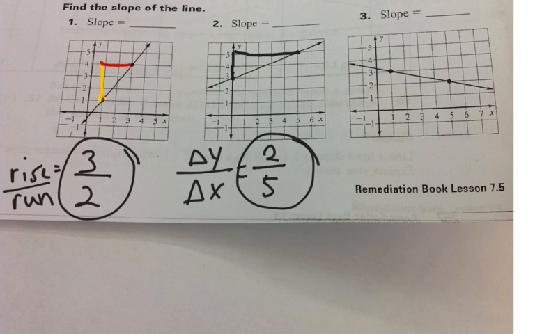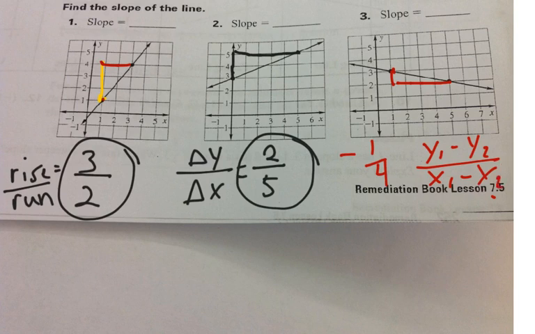In my last example, I'm going to demonstrate this both ways. Of course, we have a rise of -1 and a run of 1, 2, 3, 4. So that would be -1 over 4, or -1/4. Now another way of doing this, of course, is the difference in the y's, y1 and y2, over x1 and x2. So I am going to demonstrate that.